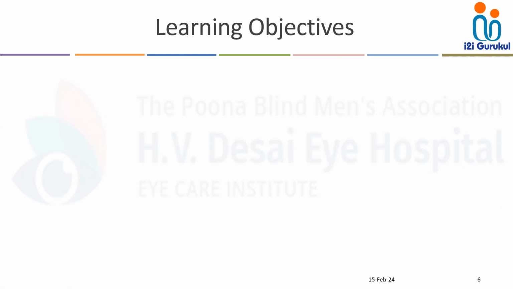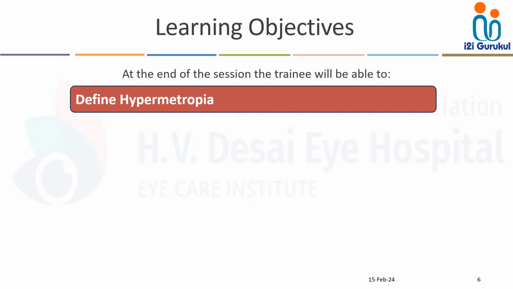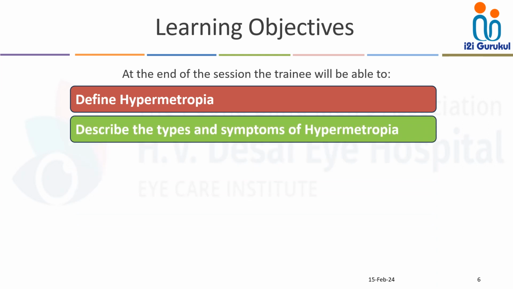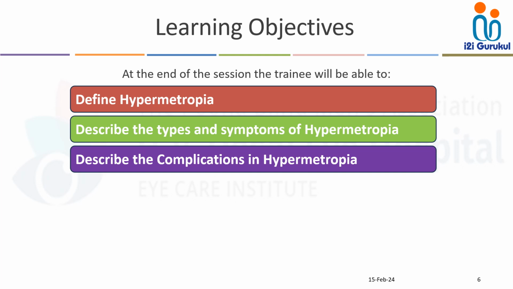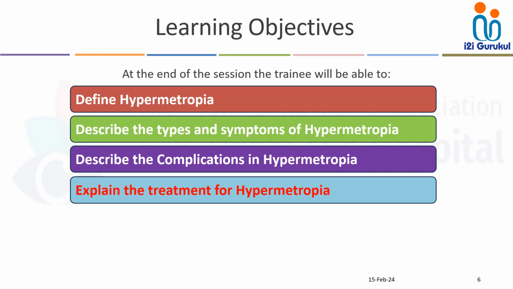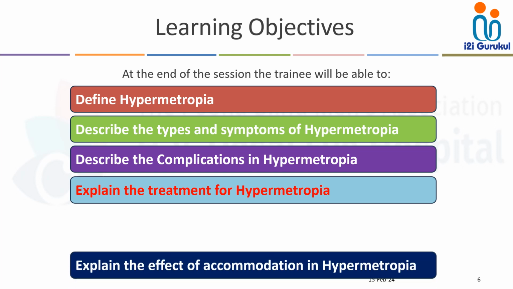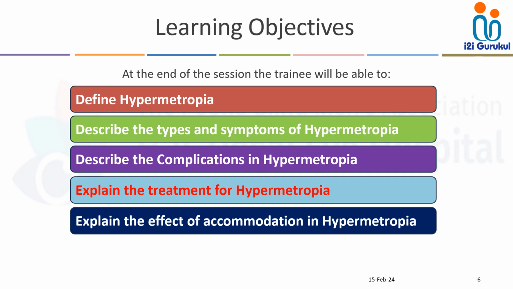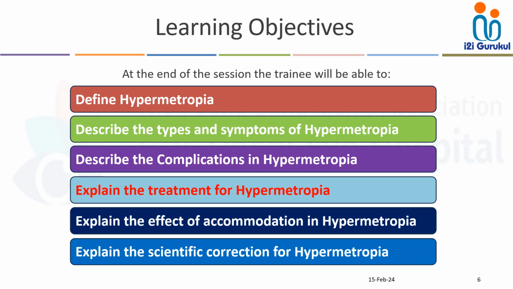Now, beginning the main session, we have the learning objectives. At the end of this session, you will be able to define hypermetropia. You will be able to describe the types and symptoms of hypermetropia, and describe the complications in hypermetropia. Also, you will be able to explain the treatment for hypermetropia, explain the effect of accommodation in hypermetropia, and finally explain the optical correction for hypermetropia.